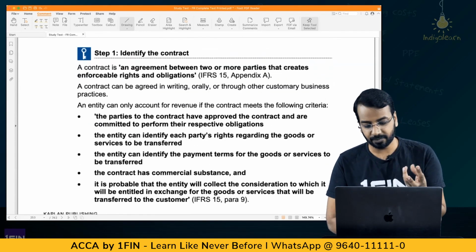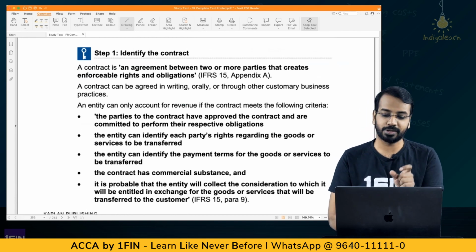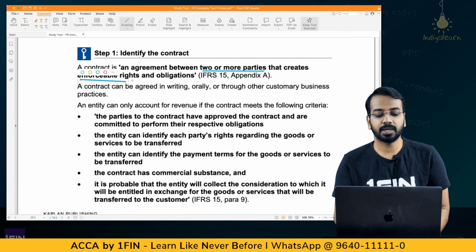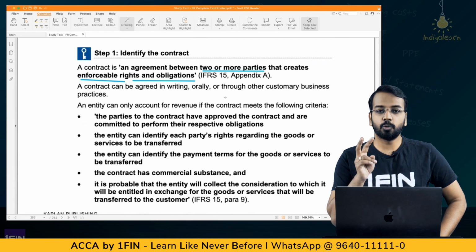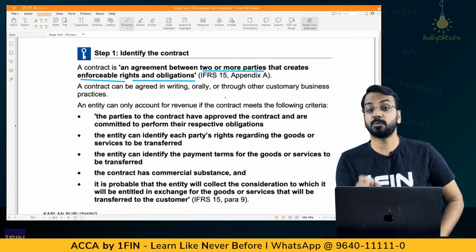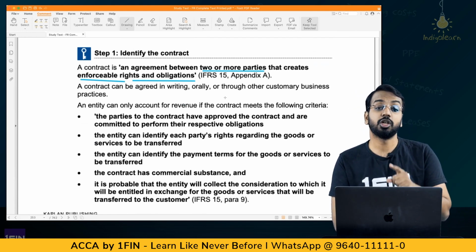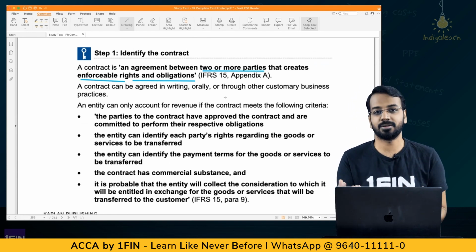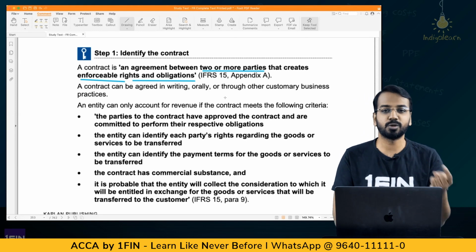Now, we'll take the first step in more detail, where we said there has to be a contract. What is a contract? That is also defined by IFRS 15. A contract is an agreement between two or more parties that creates enforceable rights and obligations. Now, what is the meaning of enforceable rights and obligations? Once two parties enter into a contract, either of the parties must be in a position to enforce the contract. It means they have a right to ensure that the other party completes their part of the obligation. For example, if there is a customer and a supplier, and they have entered into a contract, the supplier has to deliver the goods or provide the services.